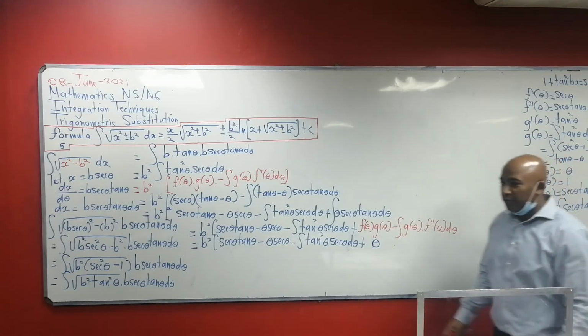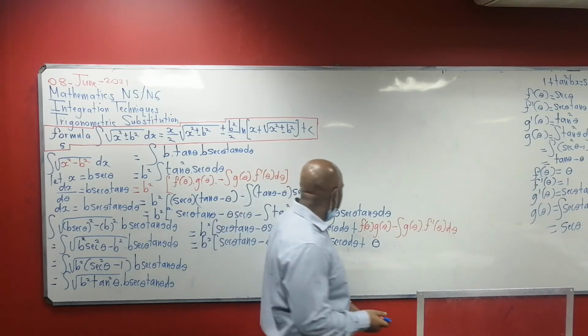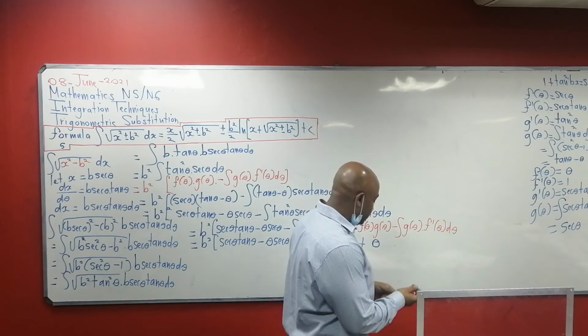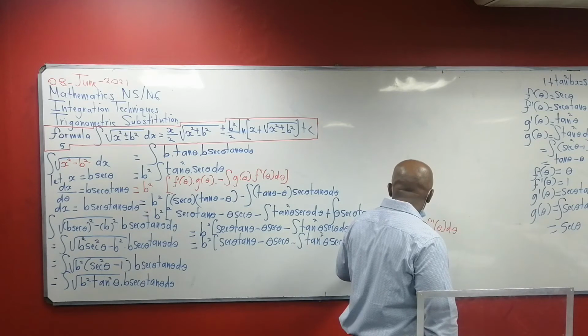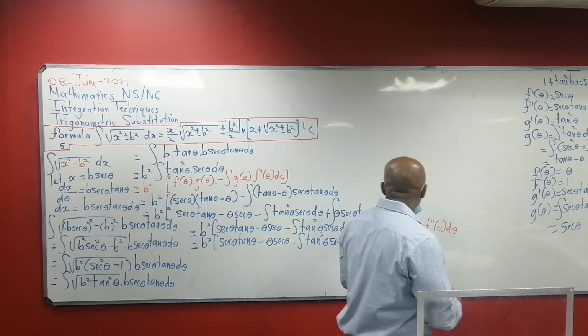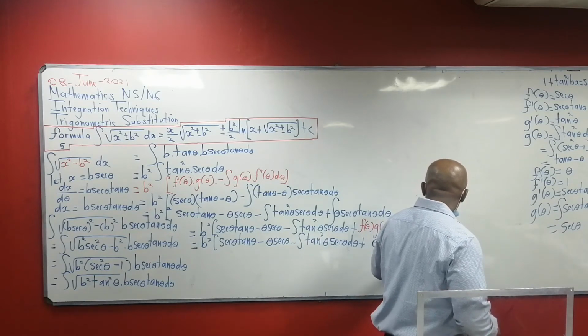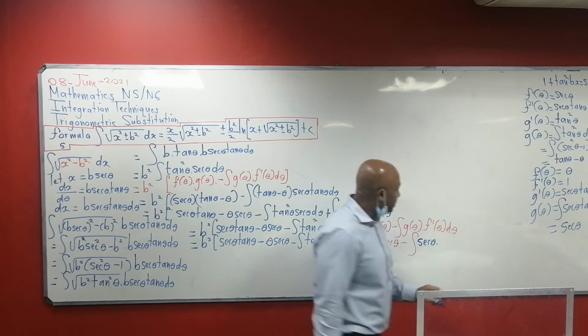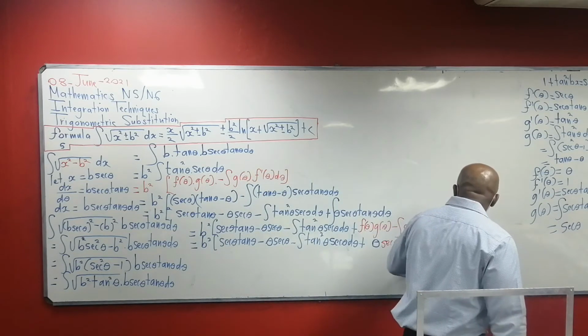Alright, so now I'm going back to this formula. So what do I have here now? I have f of theta, which is theta. G is sec theta minus the integral of g, which is sec theta, and then f prime theta, which I have there, is 1.